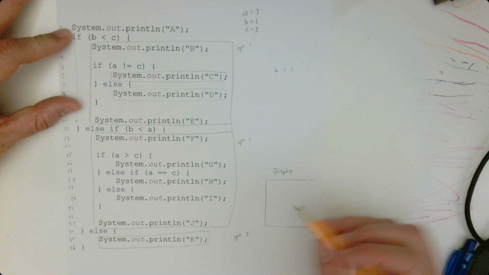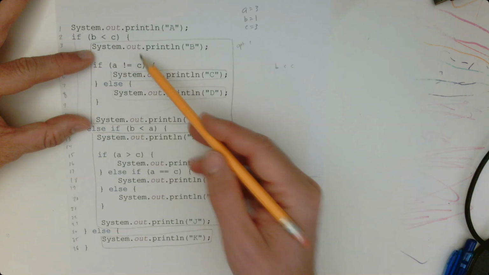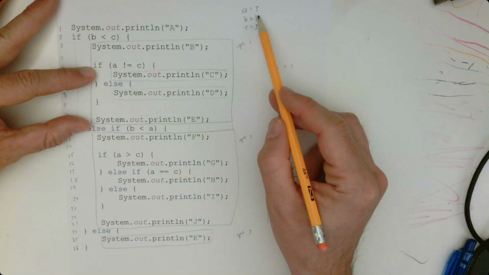Then we ask, is b smaller than c? Well, 1 is smaller than 3, so the answer is yes. So this evaluates to true. So now we enter this block of code, which means that we're not going to run either of these later. Okay, so now we print b. And now we ask, is it true that a is not equal to c? No, a is equal to c. So it's not true that a doesn't equal c.